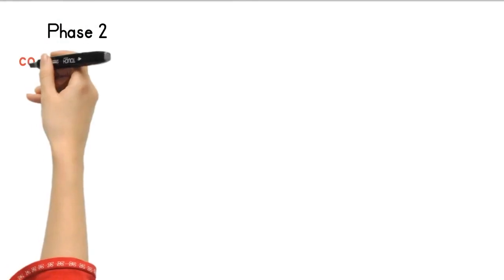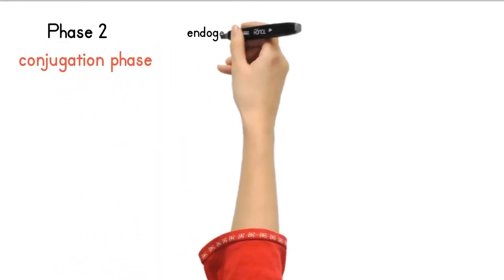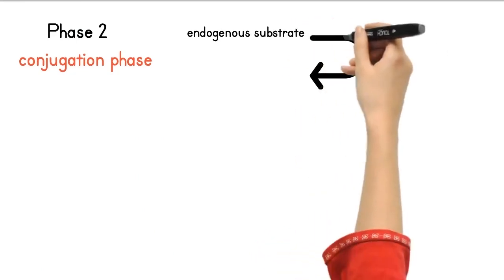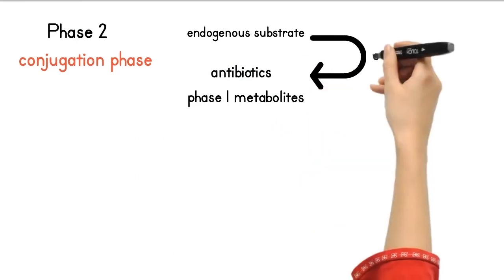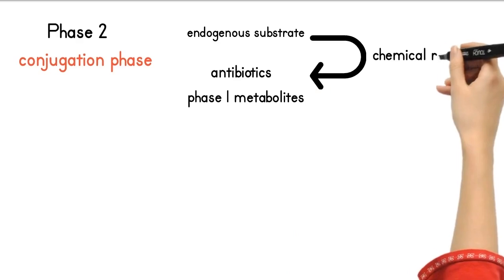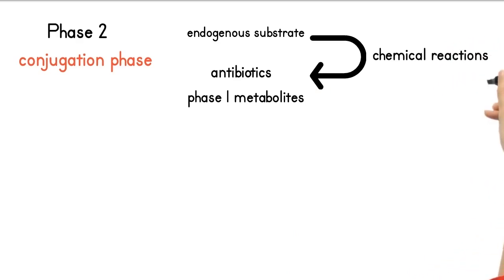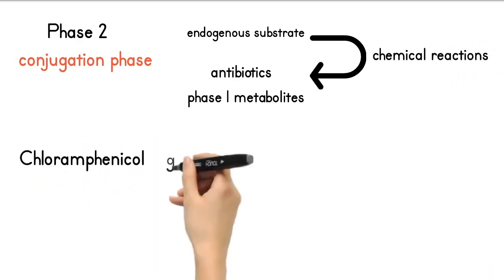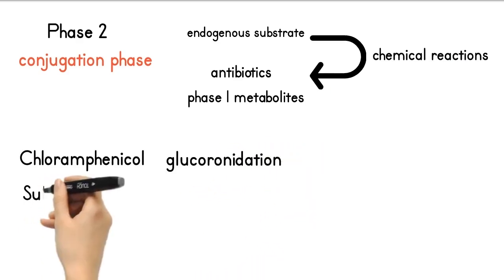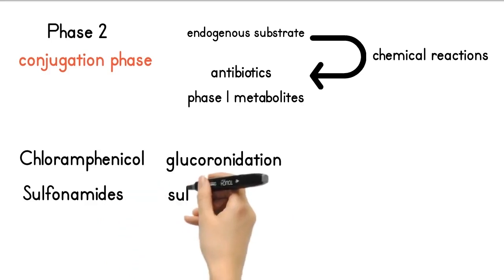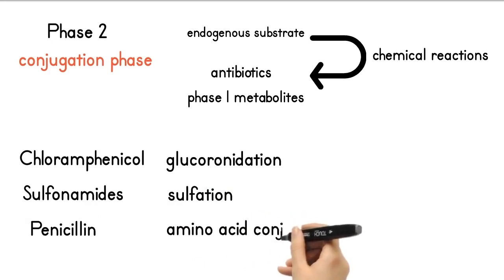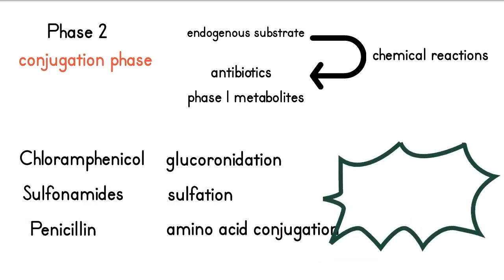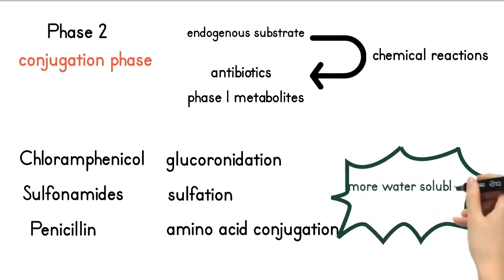Phase 2 metabolism, also known as the conjugation phase, involves the addition of endogenous substrates to the antibiotic or its phase 1 metabolite. It involves various chemical reactions depending on the antibiotic. For example, chloramphenicol undergoes glucuronidation, sulfonamides are subjected to sulfation, and penicillins undergo amino acid conjugation. These processes make the molecules more water-soluble, facilitating their excretion via urine or bile.